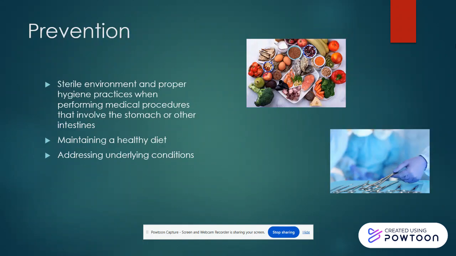Prevention. The best way to avoid peritonitis is to maintain a healthy diet and address underlying conditions that are known to cause peritonitis, such as a perforation of the gallbladder or pancreatic conditions. Other than that, a sterile work environment by medical professionals is also very important due to bacteria on instruments getting into the intestines and causing peritonitis.